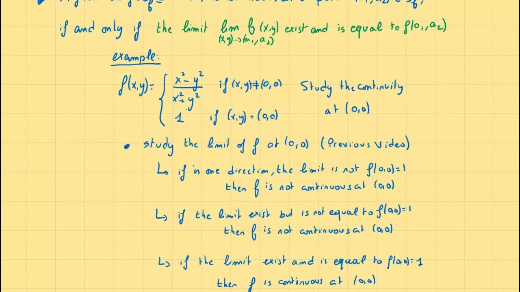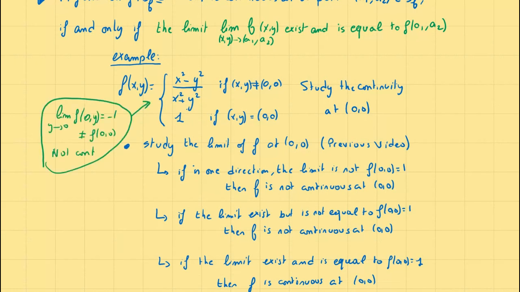Of course, if we find another direction with another limit, then the limit does not exist and the function is not continuous. So let's try, for instance, the direction x equals 0. In the direction x equals 0, the function will be −y²/y², so the limit will be −1, which is not equal to 1. So the function f is not continuous at the point (0,0).